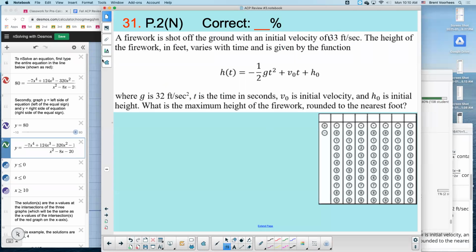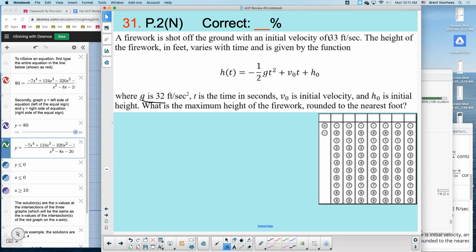Okay, a firework is shot off the ground with an initial velocity of 133 feet per second. The height of the firework in feet varies with time and is given by this function, where g is 32 feet per second squared, t is the time, v0 is the initial velocity, and h0 is the initial height. What is the maximum height of the firework rounded to the nearest foot?